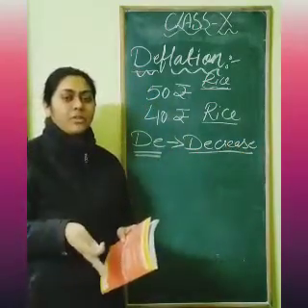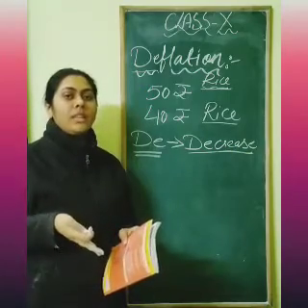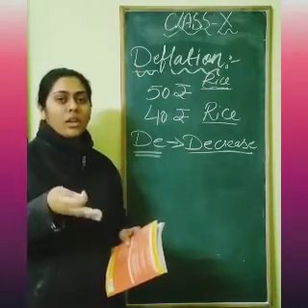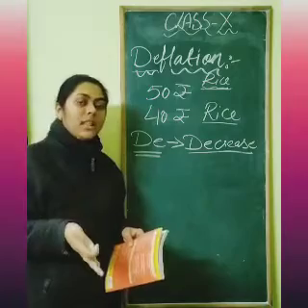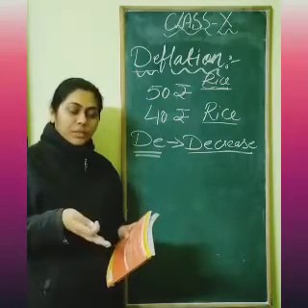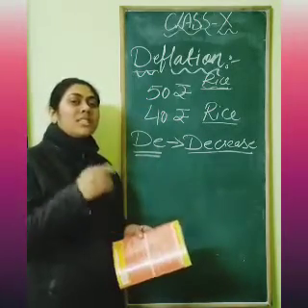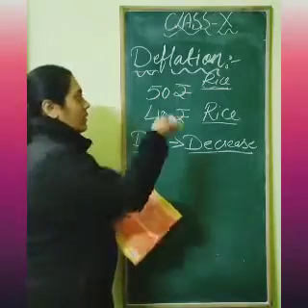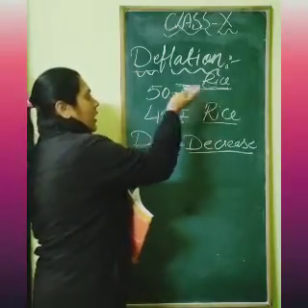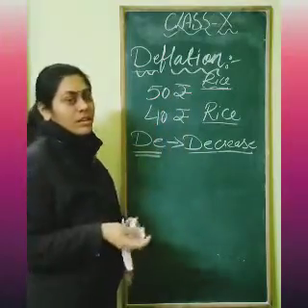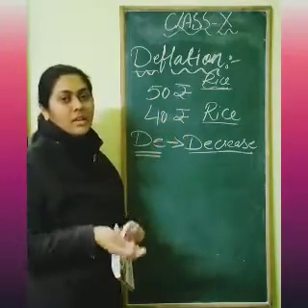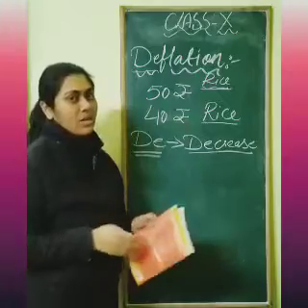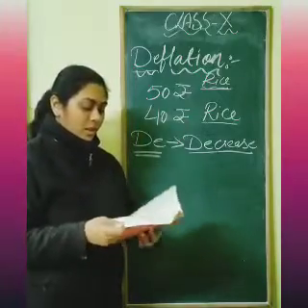Inflation means a rise in the level of the price, so deflation means a decrease in the level of the prices, a sustained decrease, or a fall in the prices. Supposing the price was 50 rupees per kg and now it has decreased to 40 rupees per kg, this is deflation.